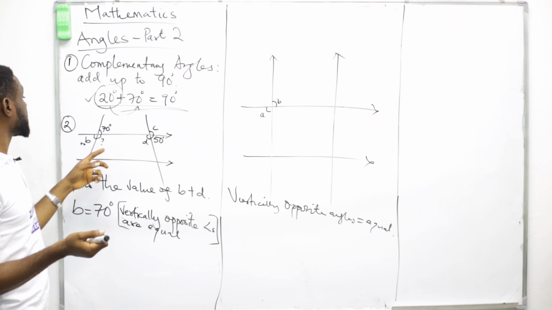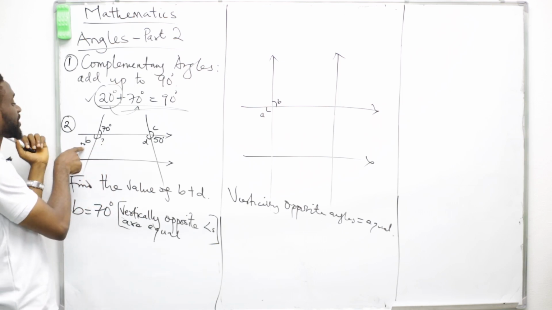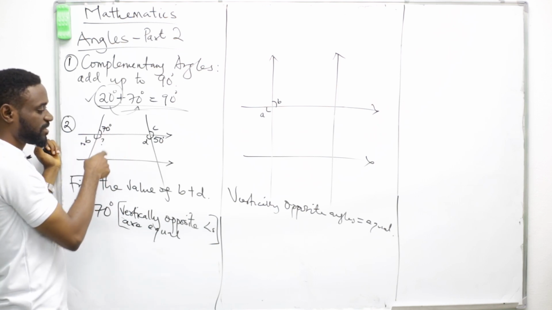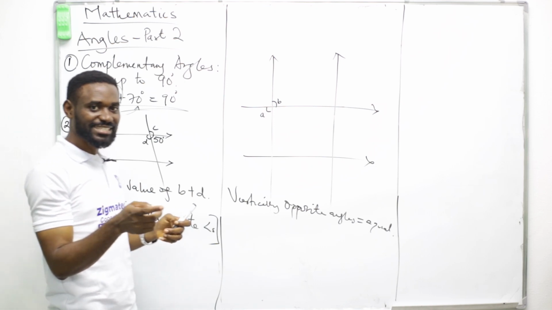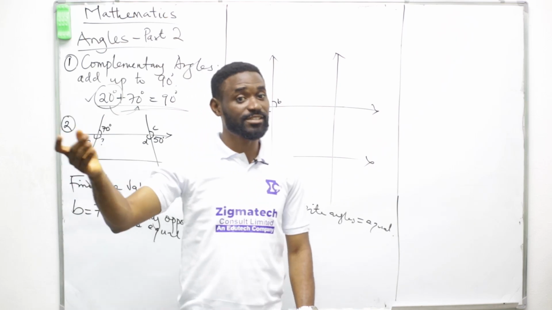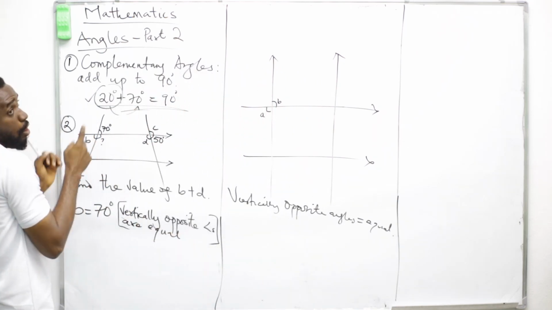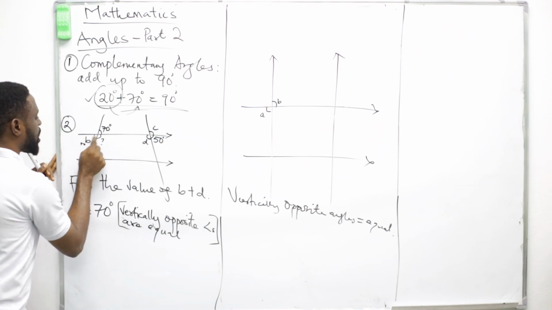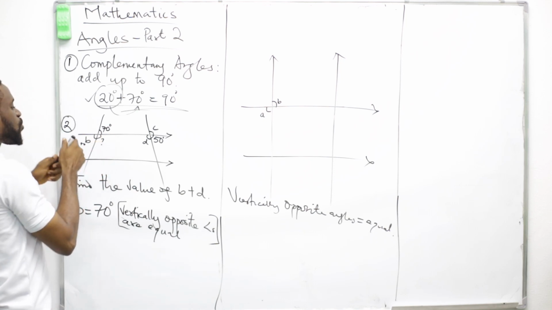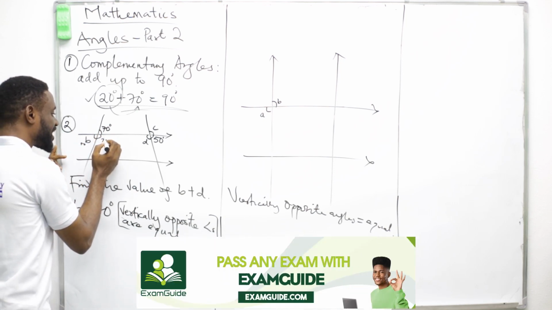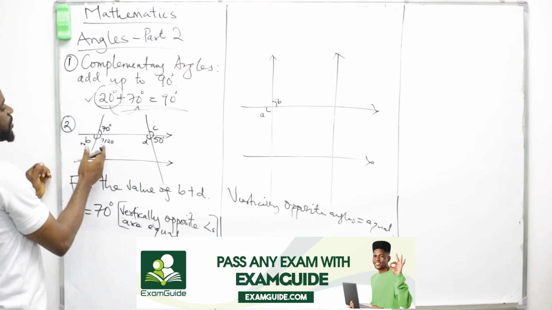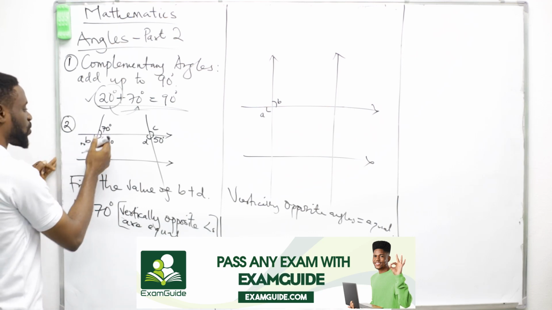To know what is here is simply to subtract 70 from 90. Once we subtract 70 from 90, the reason is what? Adjacent angles add up to 180 degrees. So for all sum of angles on a straight line, these two angles are on a straight line. So this angle and this angle, okay? So what we have here is 120, because if you add 120 to 70, it will give us 180.